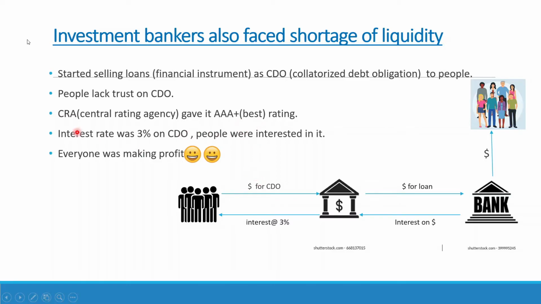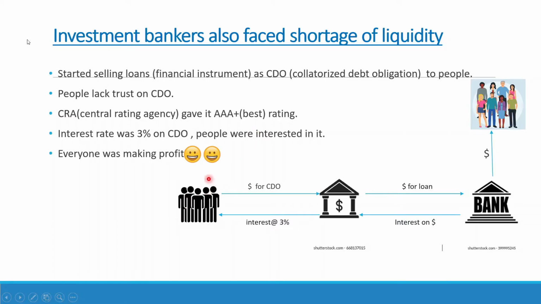Central Rating Agency, as we can tell by its name, was a government agency, and it gave it a triple A plus rating, the best rating ever given by it. It was their best rating. So the Central Rating Agency, a government agency, gave it its best rating. That means it's so secure.